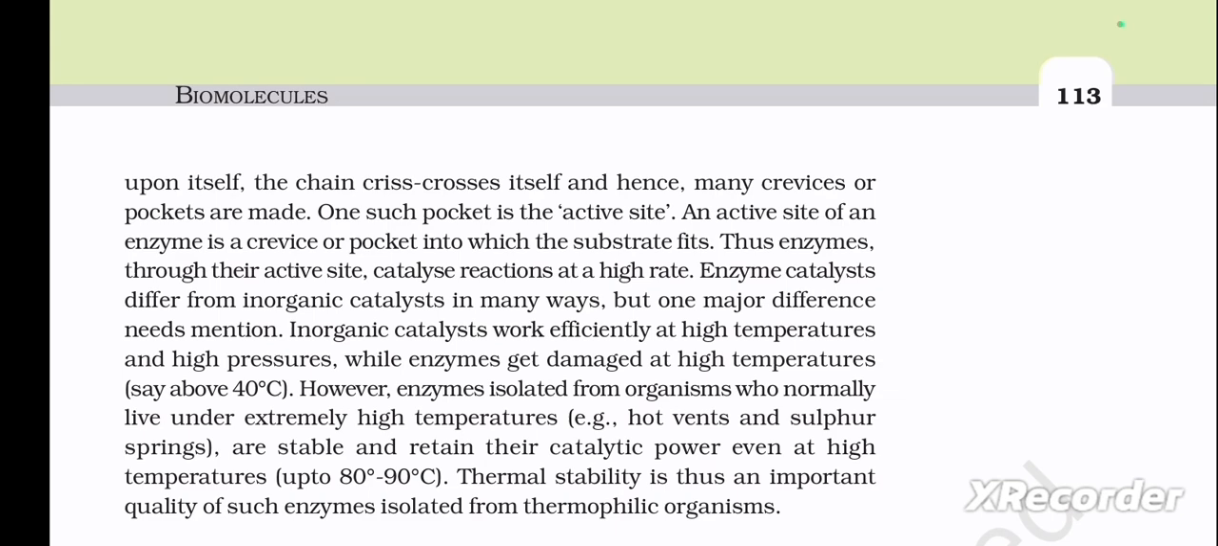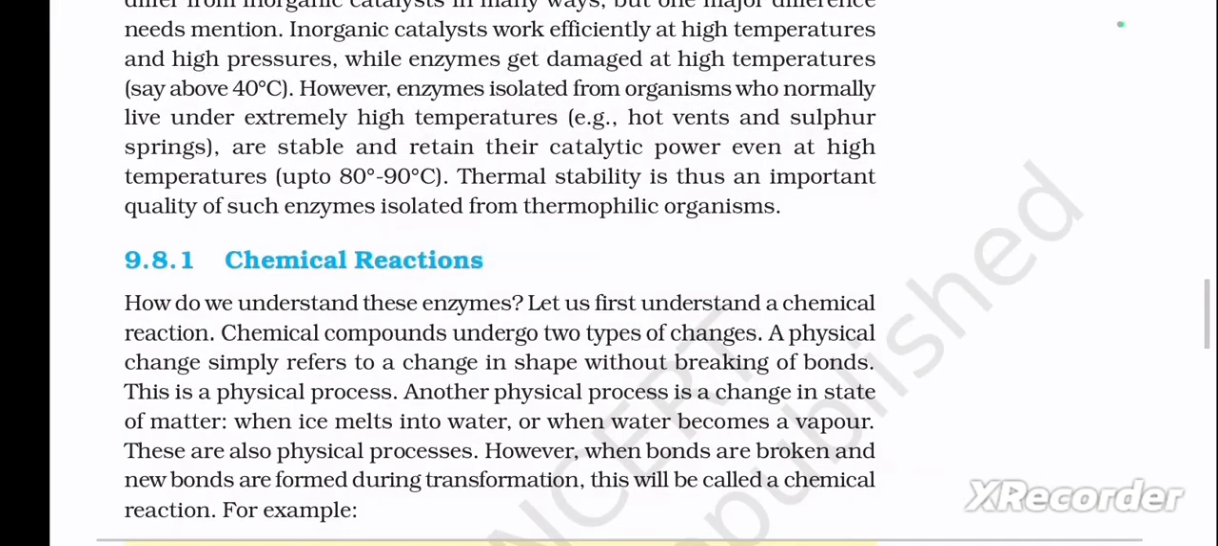However, enzymes isolated from organisms who normally live under extremely high temperatures, for example hot vents and sulfur springs, are stable and retain their catalytic power even at high temperatures up to 80 to 90 degrees centigrade. Thermal stability is thus an important quality of such enzymes isolated from thermophilic organisms.